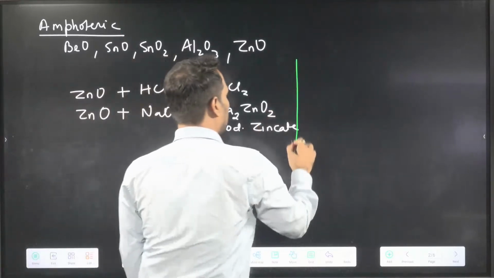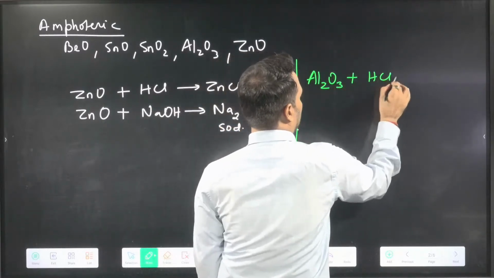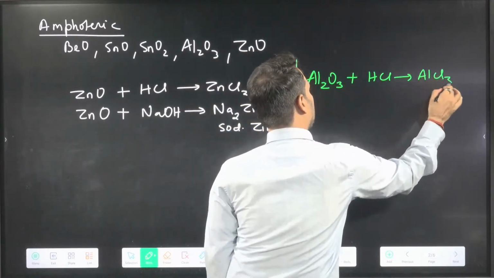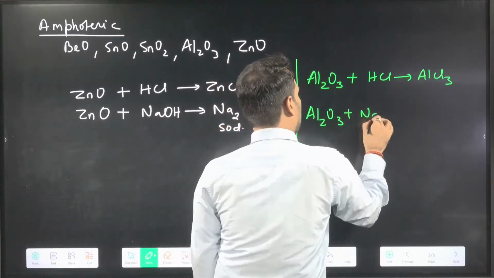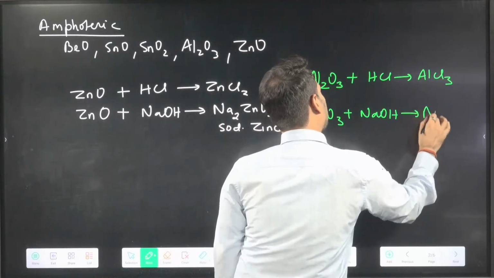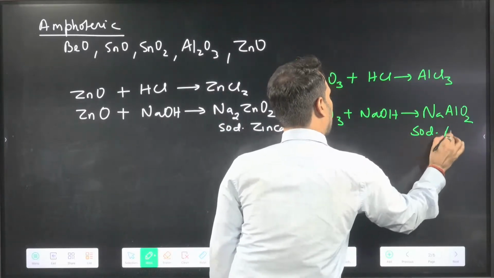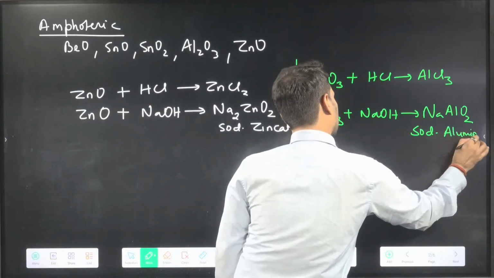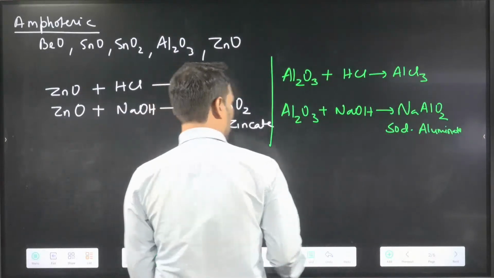Similarly, you can do a similar reaction with aluminium. Al2O3 plus HCl, what can you get? AlCl3. And if you are taking Al2O3 plus NaOH, then you can get NaAlO2, sodium aluminate. Sodium aluminate.